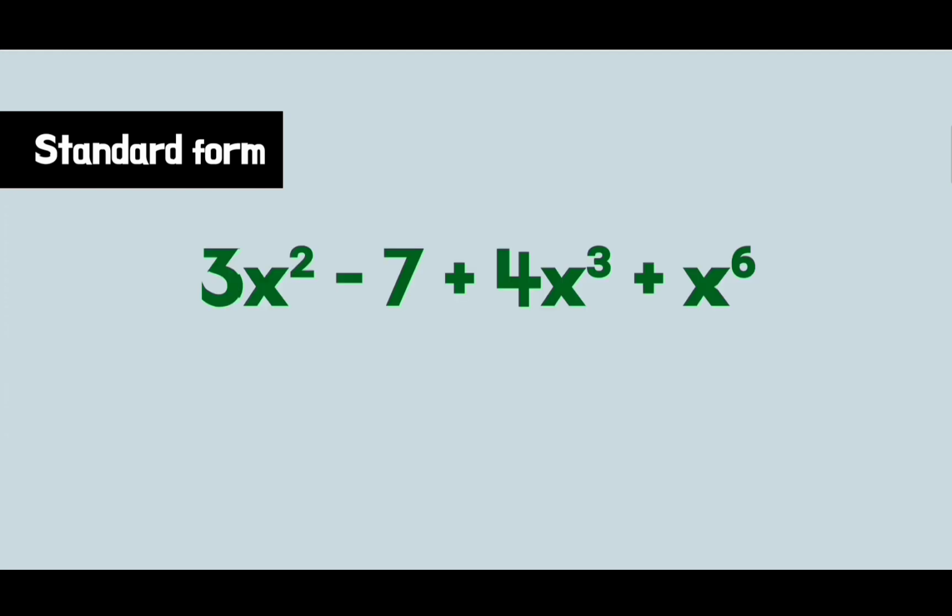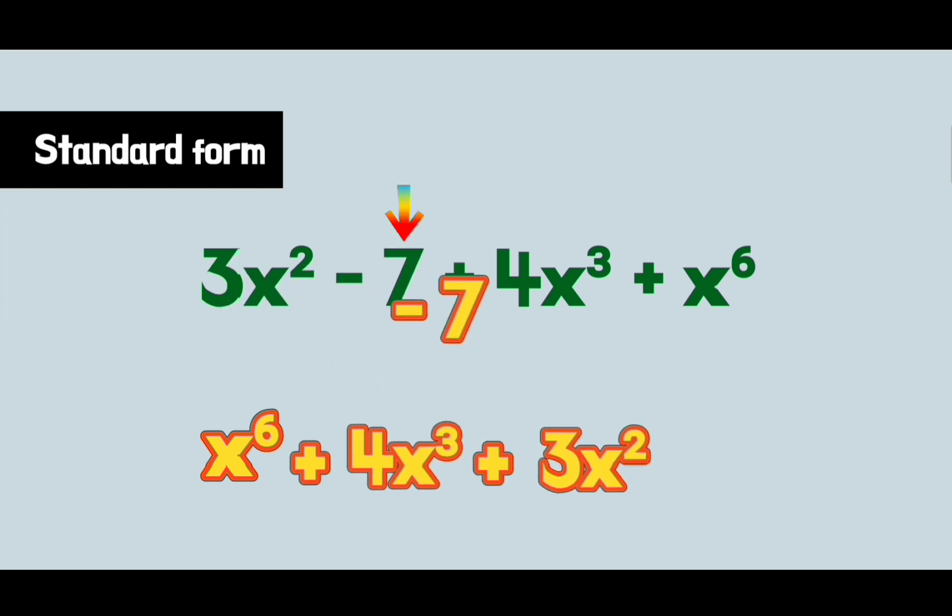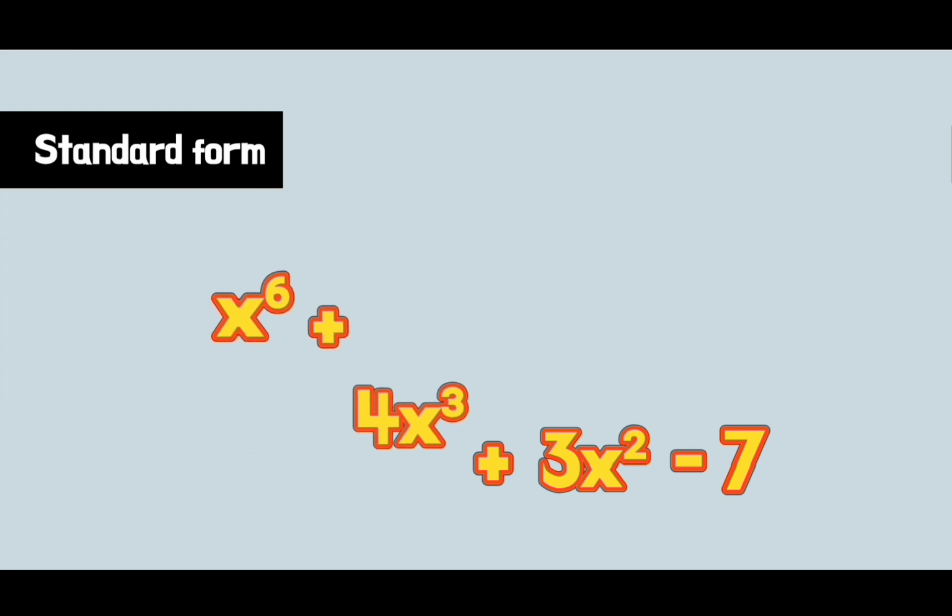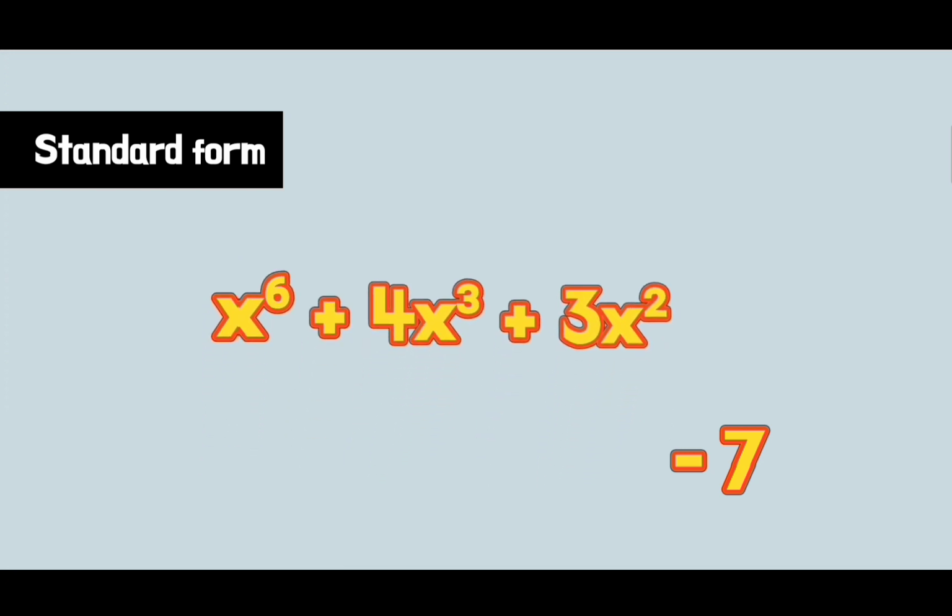The standard form for writing a polynomial is to put the terms with the highest degree first. Example, let's put this polynomial in the standard form. 3x square minus 7 plus 4x cube plus x to the power 6. Here, the highest degree is 6, so that goes first. Then 3, 2, and then the constant term last. So we have x to the power 6 plus 4x cube plus 3x square minus 7. You don't have to use standard form, but it helps.